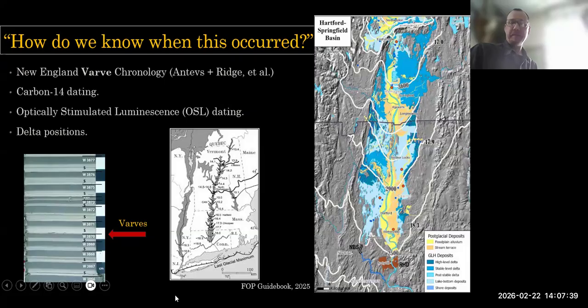We have some other dating methods, by the way. So if you use carbon-14 dating on things that were once alive, that's good to about 50,000 years old or so. And then we have something called optically stimulated luminescence dating, which essentially records the last time that particle of stone or sediment saw sunlight until it was buried. That's good for about 1 million years or so.